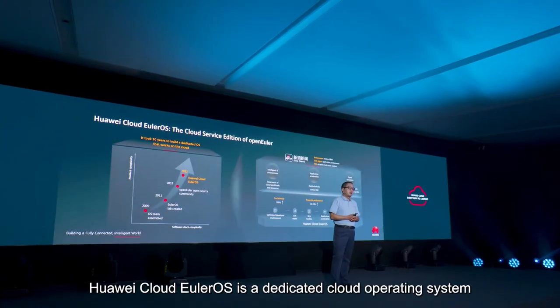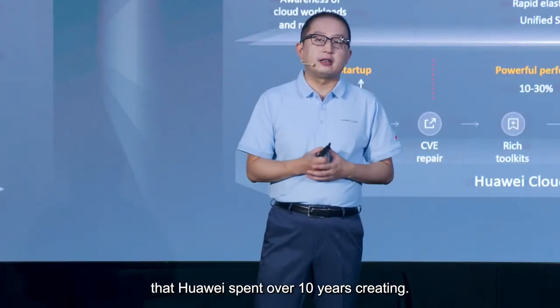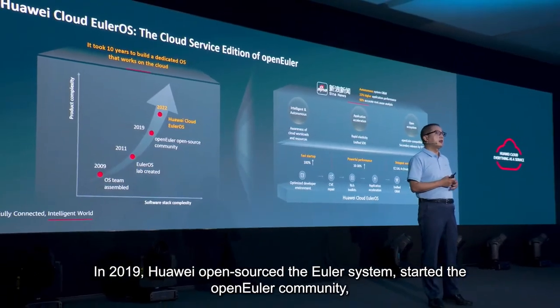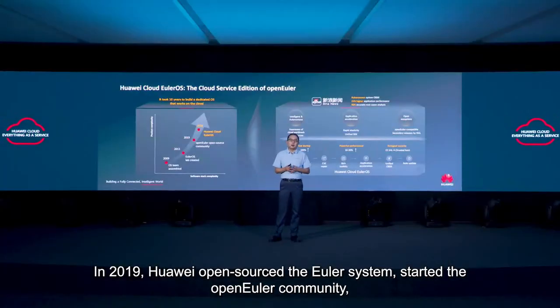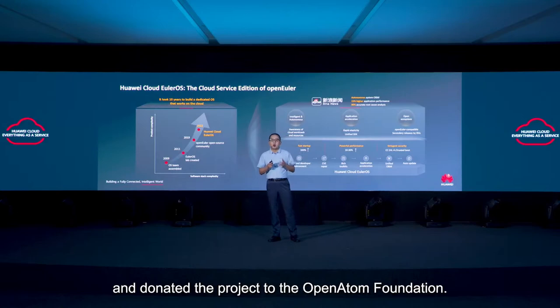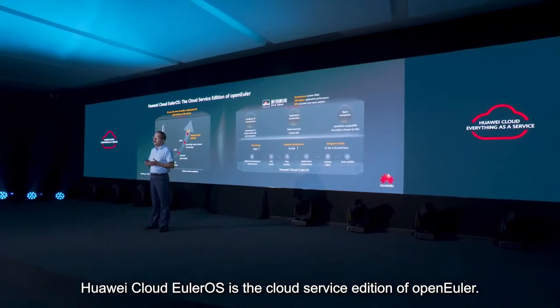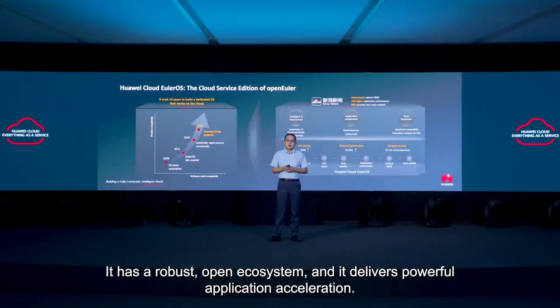Huawei Cloud Euler OS is a dedicated cloud operating system that Huawei spent over 10 years creating. Huawei has made significant investments into operating system R&D over the years. In 2019, Huawei open sourced the Euler system, started the Open Euler community, and donated the project to the Open Atom Foundation. Huawei Cloud Euler OS is the cloud service edition of Open Euler. It is intelligent and autonomous. It has a robust open ecosystem and it delivers powerful application acceleration.